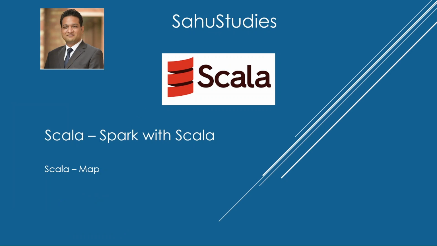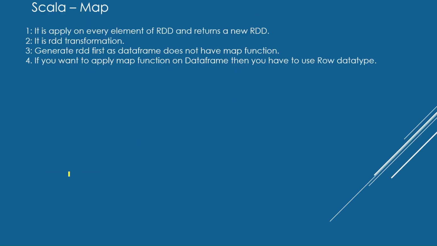In this video, we are going to see how we can use the map function in Scala. Map is applied on every element of an RDD and returns a new RDD. It is an RDD transformation. A data frame does not have a map function, so if you want to apply map on a data frame, you have to use the Row data type. I am going to discuss this.